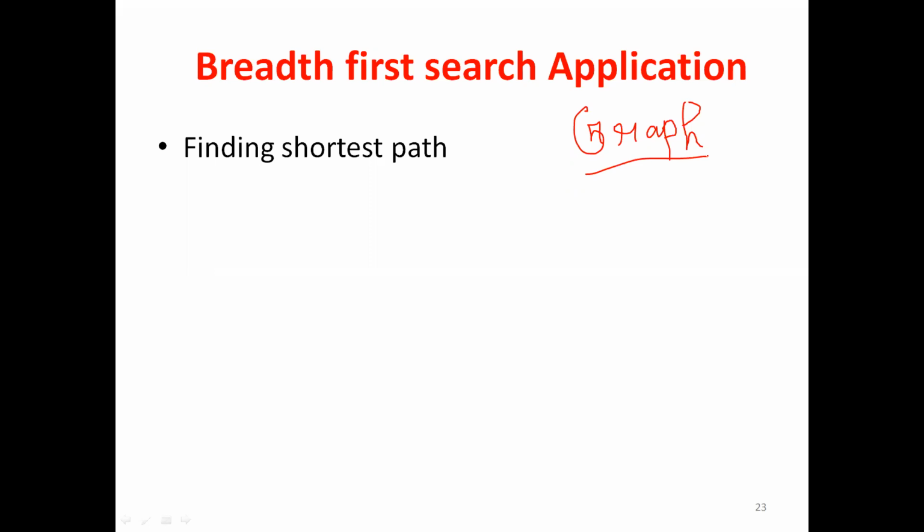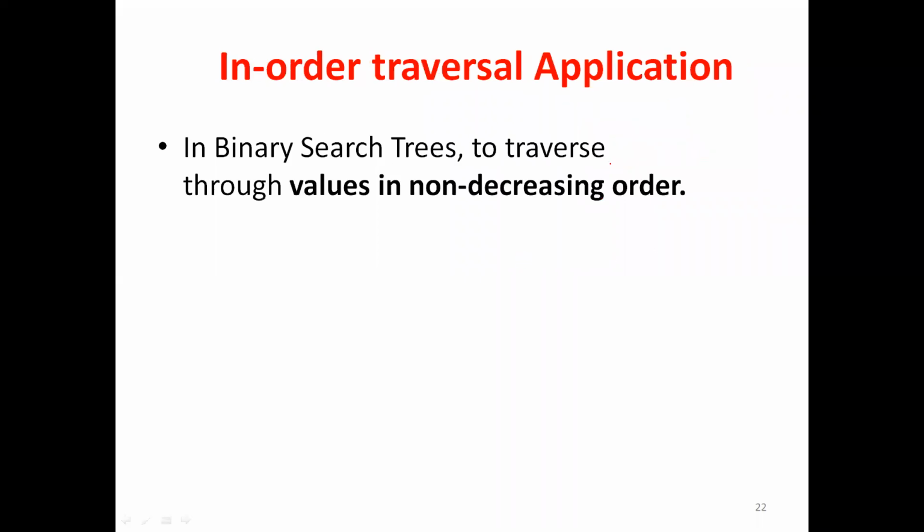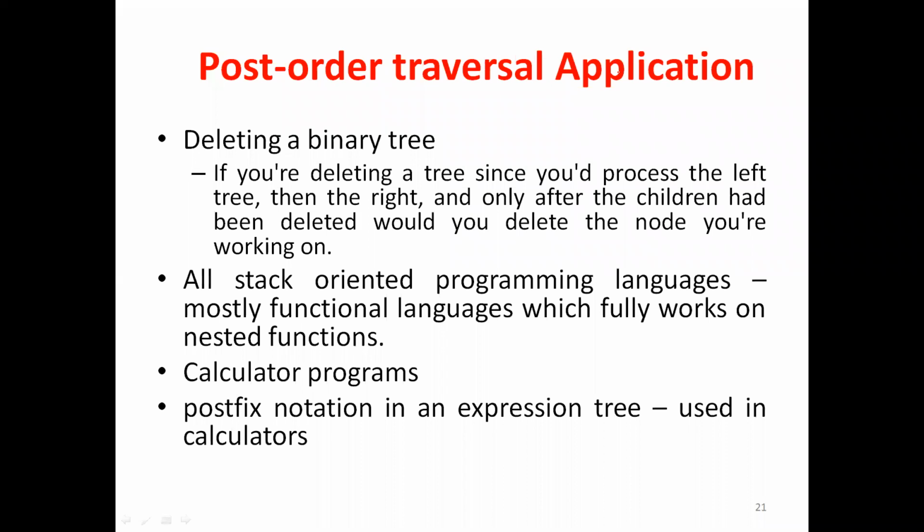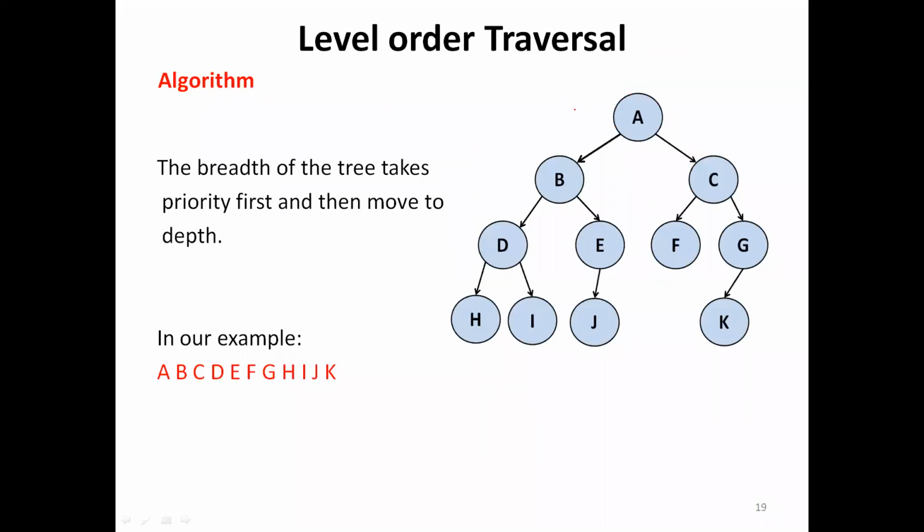I pointed out one point in the starting of the class. Tree is a special type of graph. Tree data structure is a special type of graph, where a graph can consist of cycles. Cycle means there should be some loop.